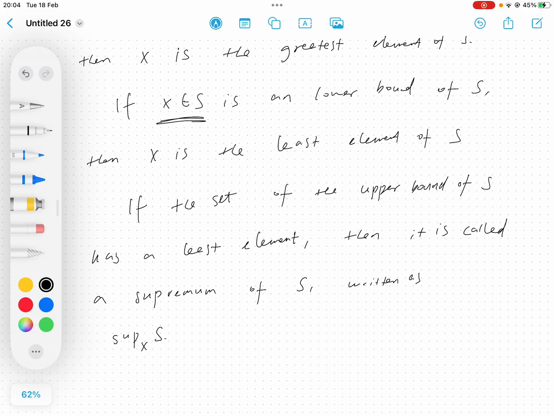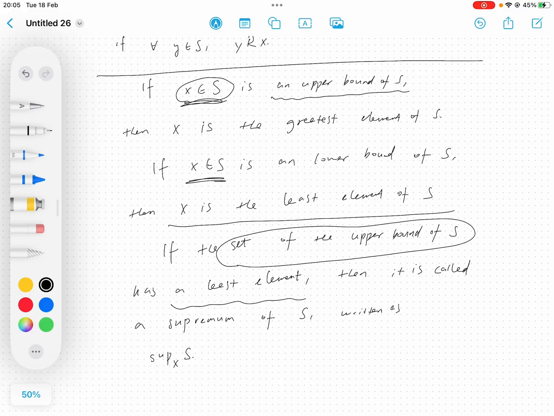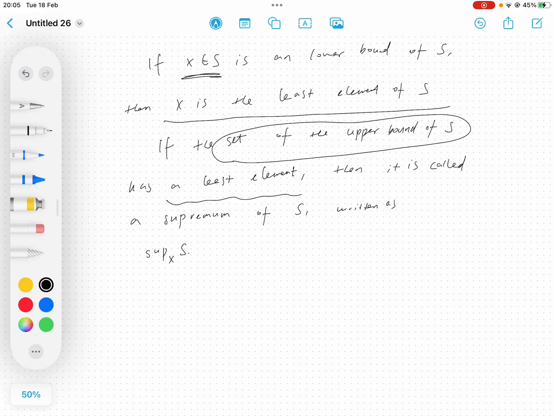So let's see. If x is an upper bound of S, then x is the greatest element of S. And if the set of upper bounds of S has a least element, as we said here, then it is called a supremum of S. But this supremum point of S has to be the least of the set of upper bounds, right? And that is written as the sup of S.